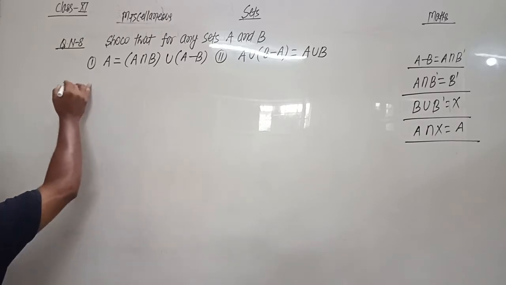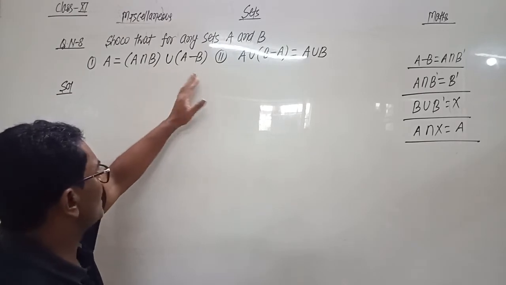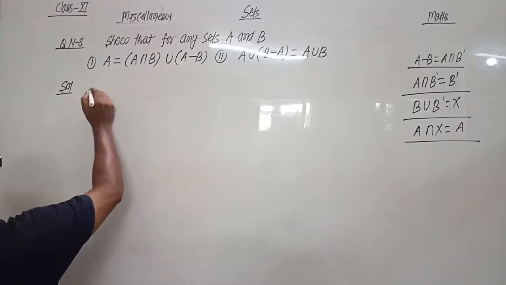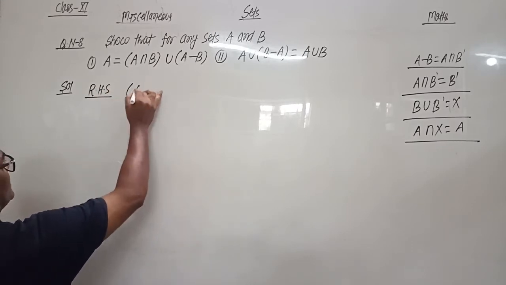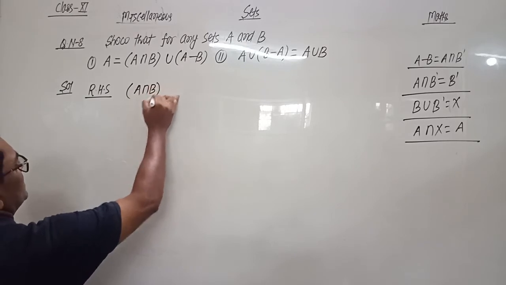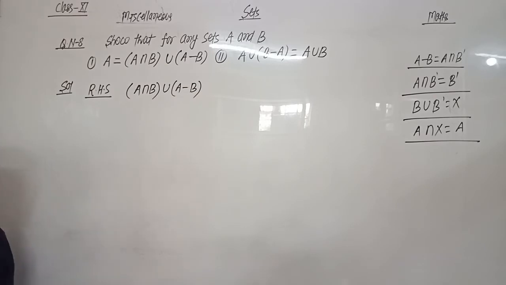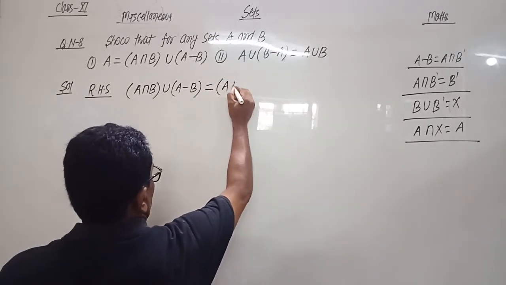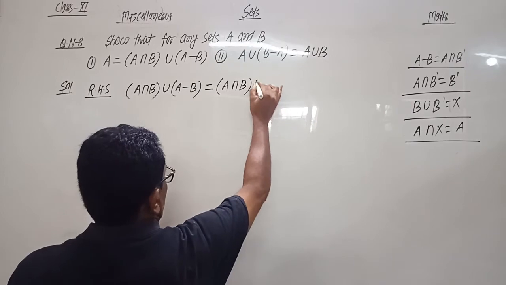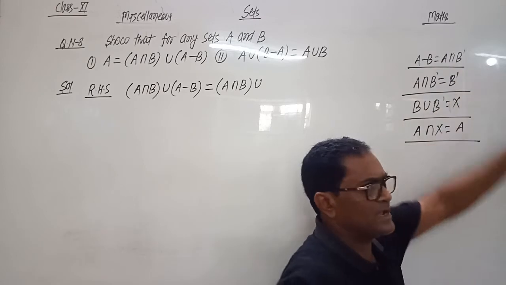So let us see the first result, and we solve RHS and it comes LHS. This is A intersection B union A minus B. So this is written as A intersection B as it is, union A minus B. A minus B is written as A intersection B dash.